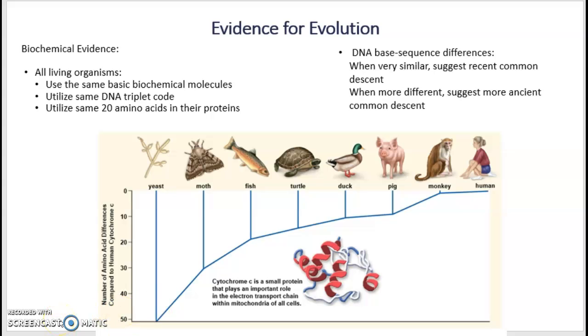Okay, and then there's biochemical evidence. So all living organisms use the same basic biochemical molecules. We all utilize the same DNA triplet code, meaning the three bases that equal an amino acid. They utilize the same 20 amino acids as well. The fact that we all use very similar biochemistry is also evidence for evolution.